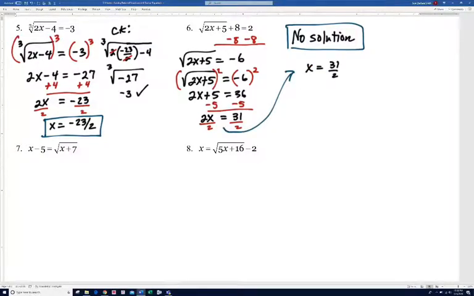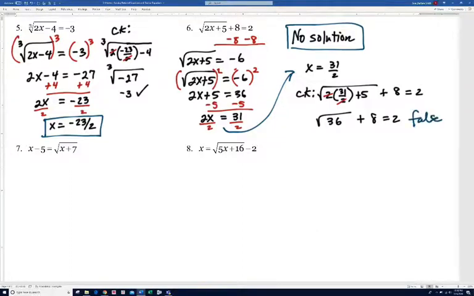So 31 halves, we're going to plug it in, see if it works. And 2 times 31 halves, the 2's are going to cancel. You're left with the square root of 36, 31 plus 5, plus 8 equals 2. Well, the square root of 36 is 6, and 6 plus 8 certainly doesn't equal 2. So this is false, and again, we have no solution. Whoops, I'm getting ahead of myself here. All right, look at number 7 now. Notice the radical is all by itself, which is what we want when we have a single radical. So we're ready to go ahead and square both sides.